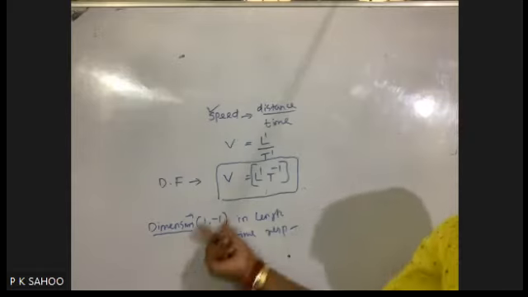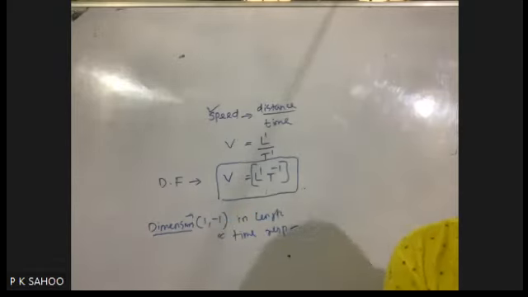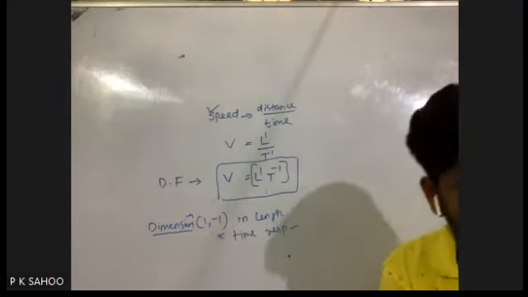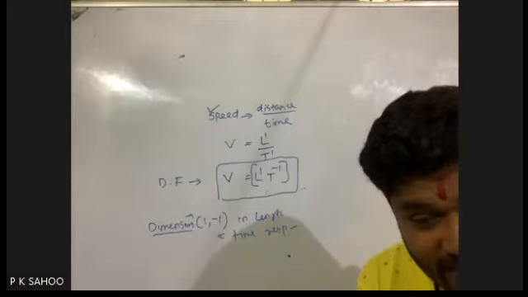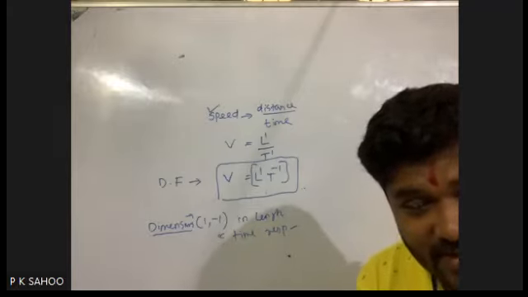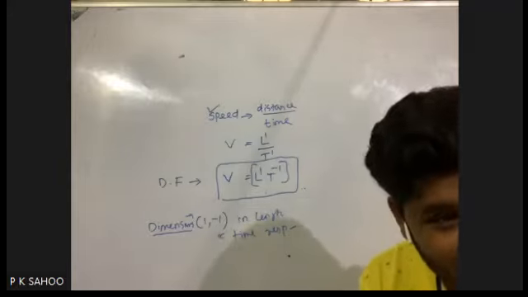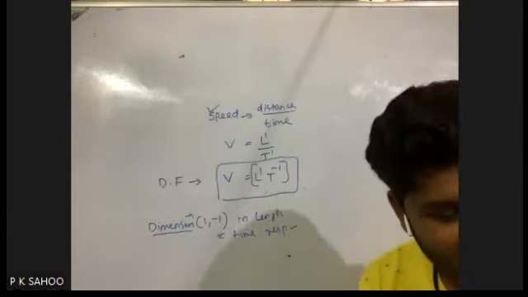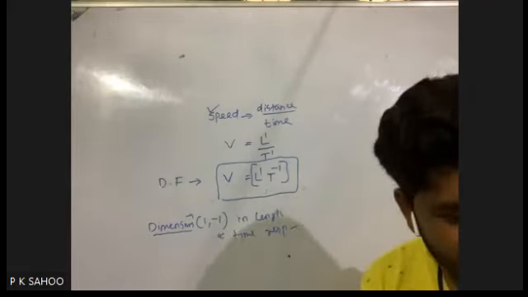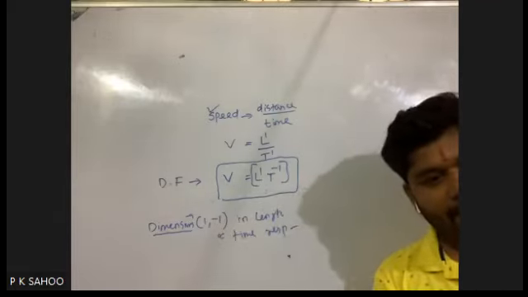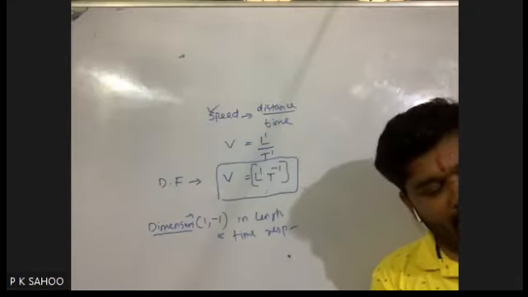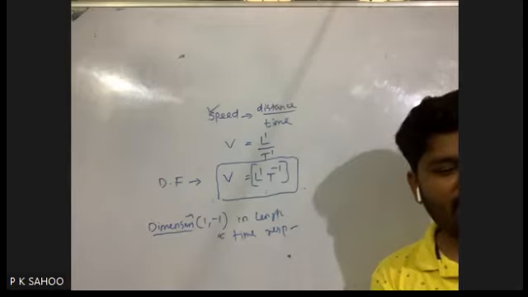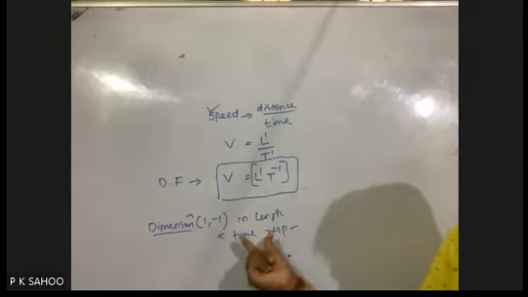Then what is the dimension of speed? 1 and minus 1 in length and time respectively. Good. But what is the dimensional formula for speed? L1 T minus 1, within square brackets. This is the dimensional formula and this is the dimension.